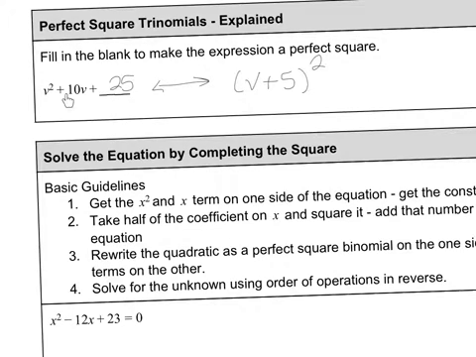We know that this sign and this sign will match. And this number will always be whatever half of that was. It'll always be whatever the square root of this is. That's the blank, that's the binomial squared.